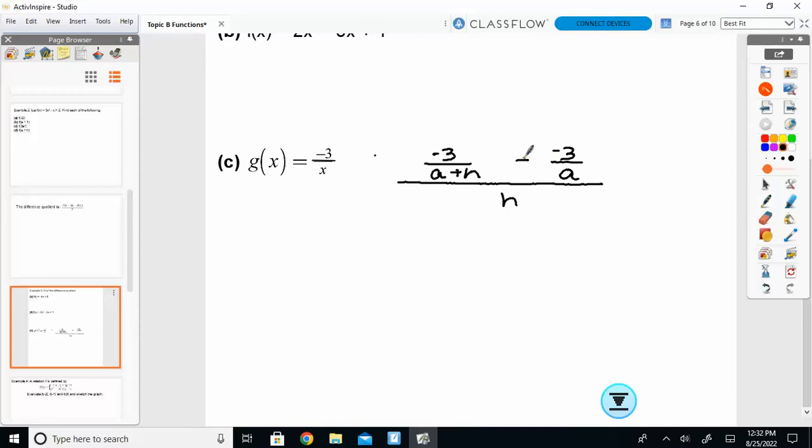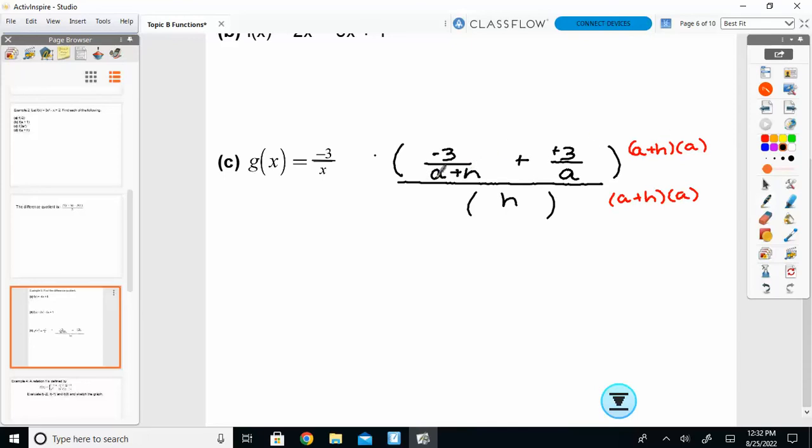Okay. So minus a negative, could I just go ahead and make that a positive right there? Yeah. Okay. So we can do the same thing on top and bottom. So what I am going to do, I'm going to multiply the top by a plus h and a. So I have to multiply the bottom by both. Here's why that helps.